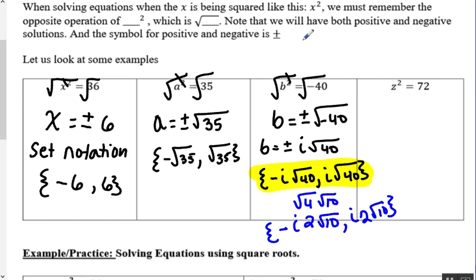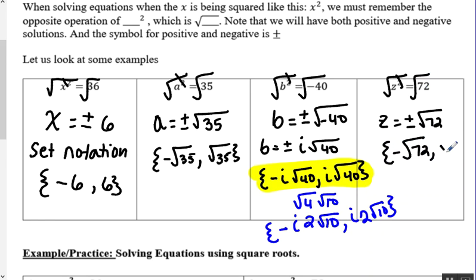Alright, last one. We have here square root, cancel those out. So you have z equals plus or minus square root of 72. There's no i, correct? Because there's no negative, so there's no i. So you can just leave it like this. You can say negative square root of 72, positive square root of 72. Okay? That's fine if you leave your answer this way.